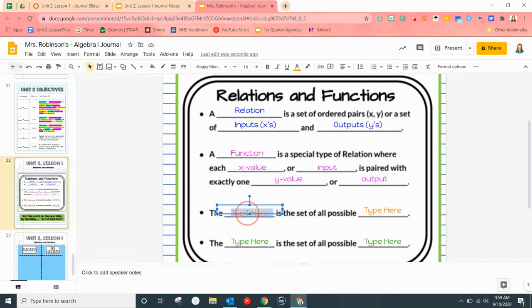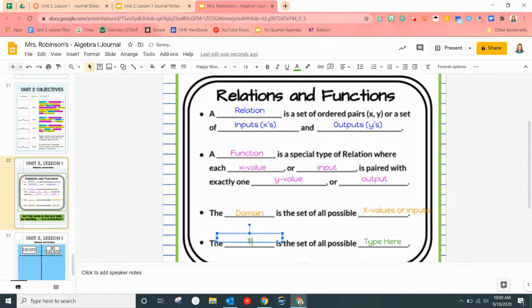So here's a new word for you, the domain. What is the domain? Well, it's the set of all possible x values. Every single input we could have, let's put that, x values or inputs. That's what the domain is. It's just every single possible x value or input. You might have to extend your little text box there.